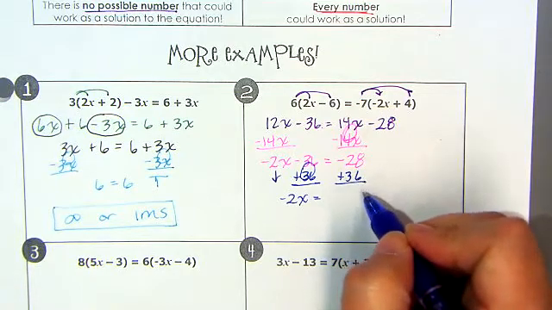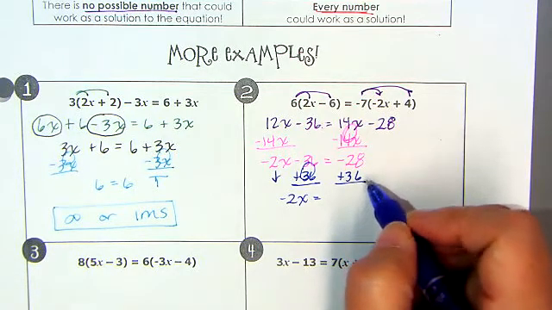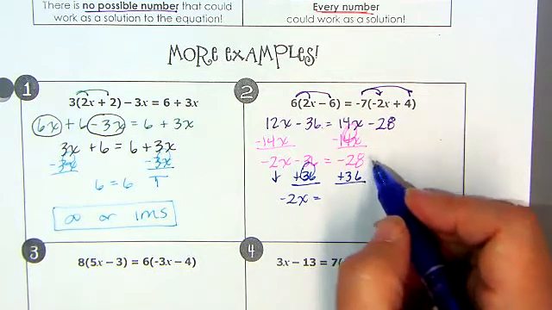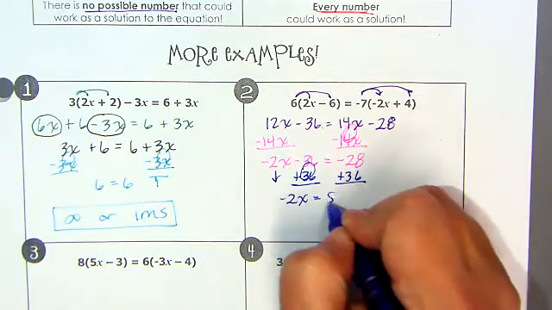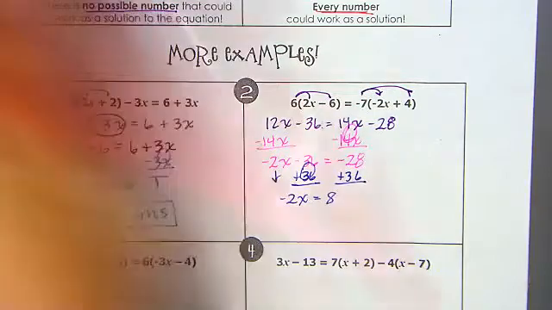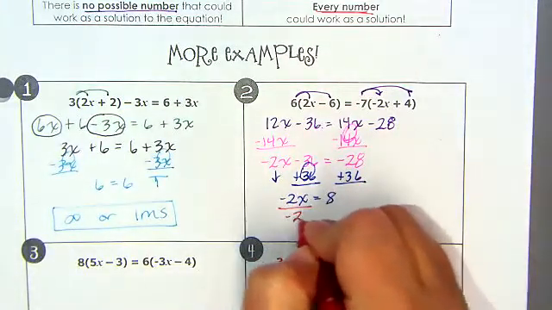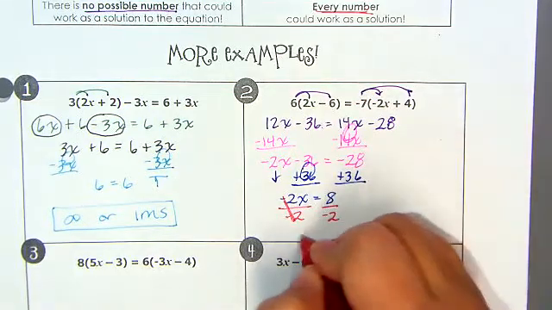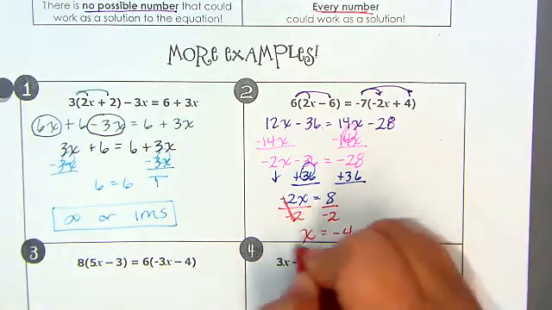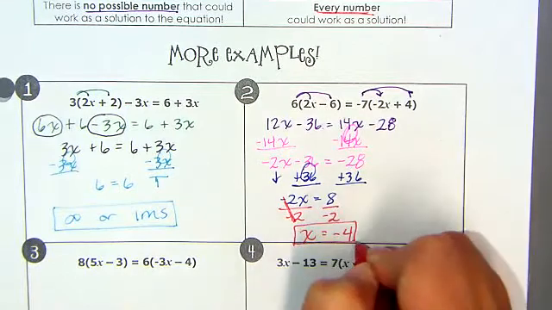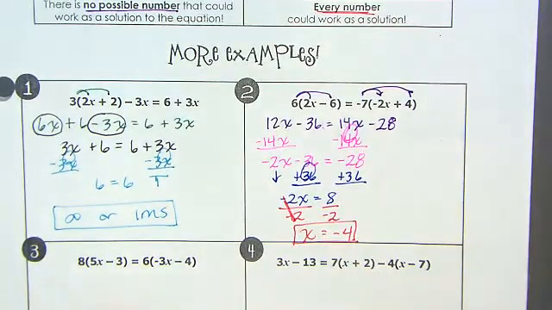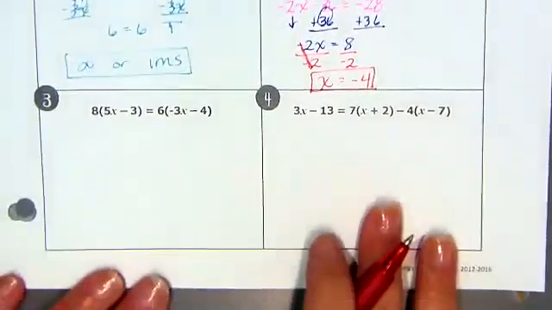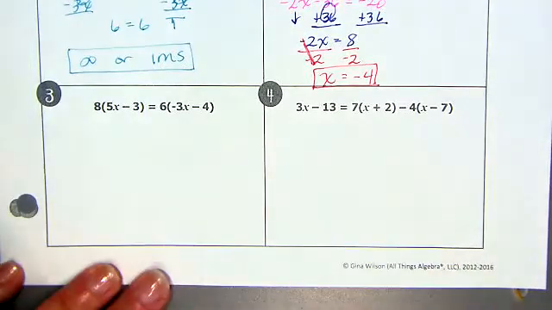They're doing battle. So that means I'm going to end up with a positive 8. Divide by negative 2 to both sides because I'm multiplying by negative 2 here, and we end up with x equals negative 4. This is a one solution. We have three options: one solution, no solution, infinite solutions. Those are our options for our types of solutions that we have.